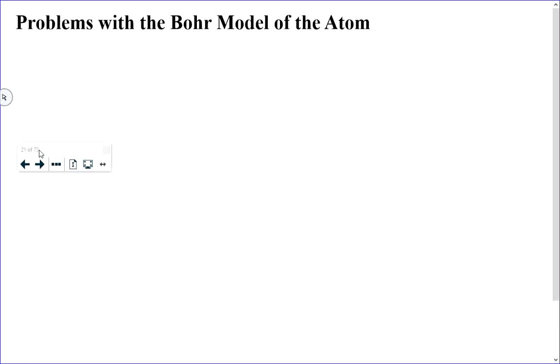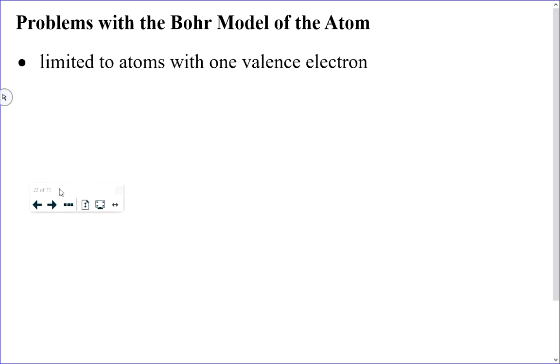To begin with, what's wrong with the Bohr model of the atom? It's limited to only one valence electron. And that's what all of these elements in group 1A, hydrogen, lithium, sodium, potassium, rubidium, cesium, francium, I think I got them all, but I might have missed one. They all have one valence electron. And because of that, for whatever reason, they all follow this rule.